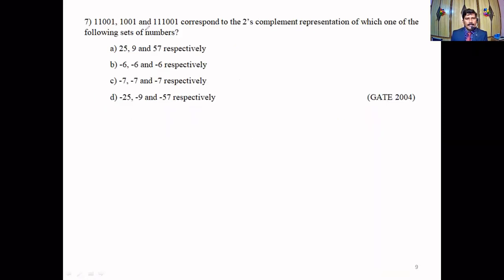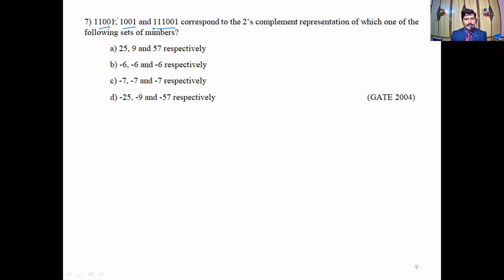101111. Some three binary numbers are given, right? Corresponding to the 2's complement representation. They are in 2's complement form. Which one of the following sets of numbers is correct? All are negative numbers because the MSB is 1 here, 1 here, and 1 here. So generally, what you will do is convert back using 2's complement, then you will get the decimal equivalent.